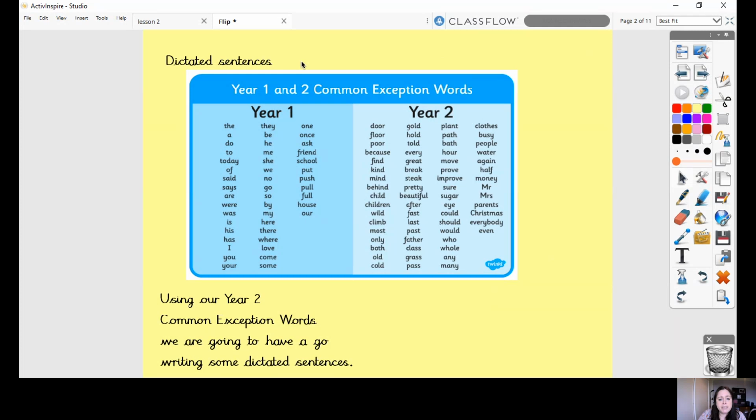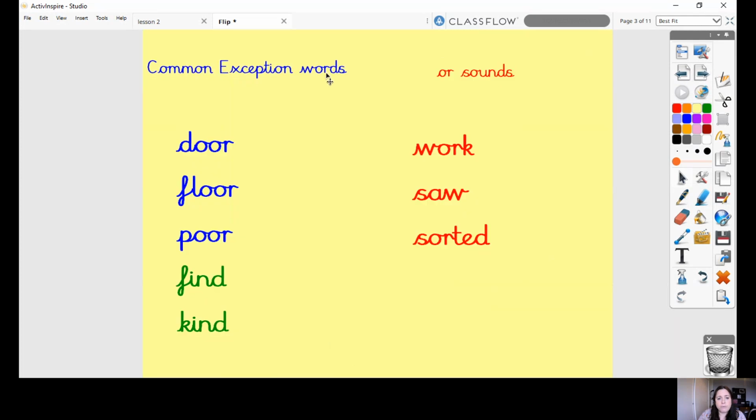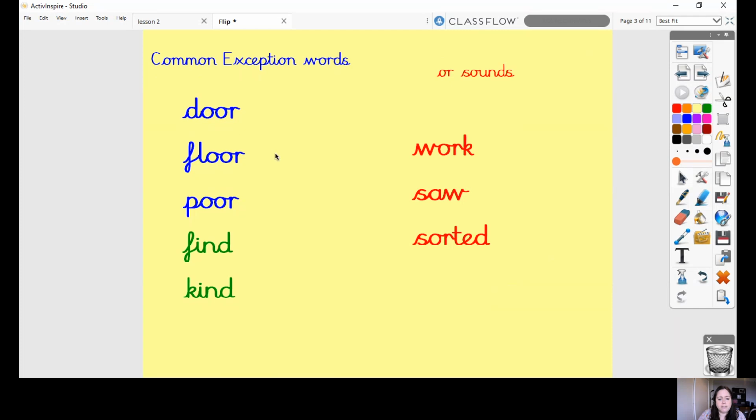So today I'm going to be saying some sentences. You're going to be writing them down, and then we will have a look at them together. So here are the common exception words I want us to focus on first of all. Let's have a look at the blue words. We can see door, floor and paw. I want you to think about what you notice about those three words. Is there something similar?